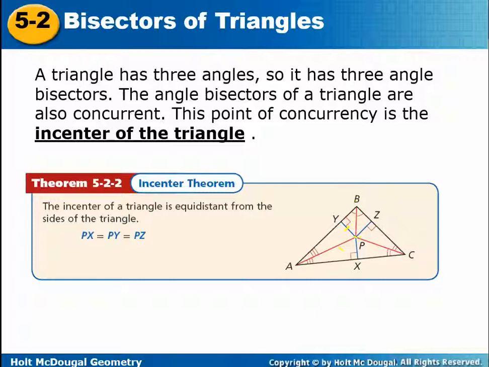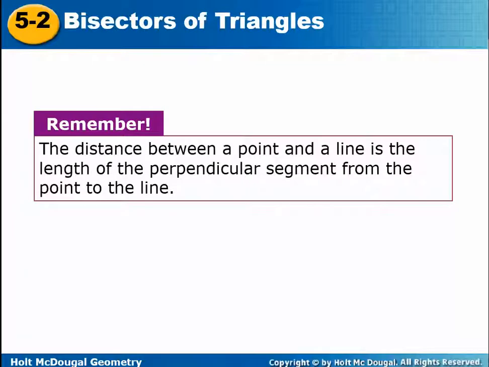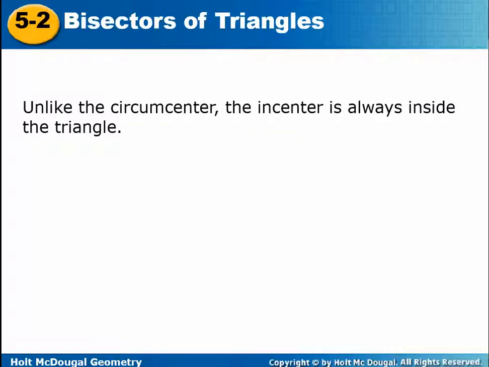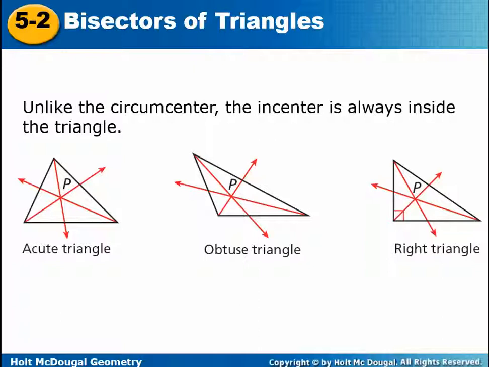So YP will be equal to YZ will be equal to PX. So if you draw a perpendicular line from each side to the incenter, those will be equidistant. Those will be the same lengths. So the distance between a point and a line is the length of the perpendicular segment. We did that last section. And that's where you will have the equidistant part. The incenter is always inside the triangle, no matter what. Whether you have an acute, an obtuse, or a right triangle, it always ends up being inside the triangle.